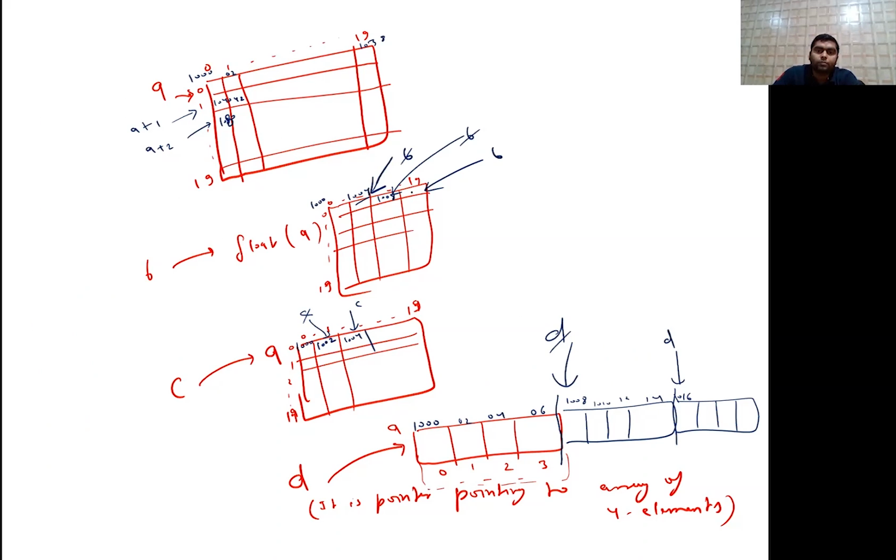So B, this is 1000 and it is float, so 1012. Okay. And what about C? C will point to this particular location, and this is 1006 because it is integer. And D will point to next. So D will point here, and it is 1000 with 4 element skipping, so it is 1008, 16 and it is 1024.